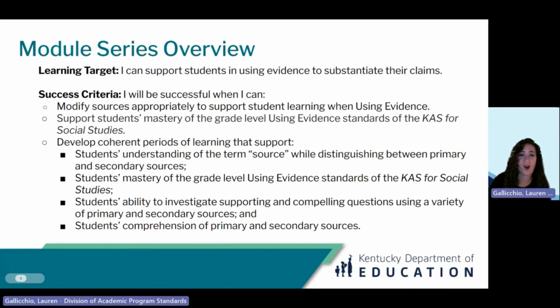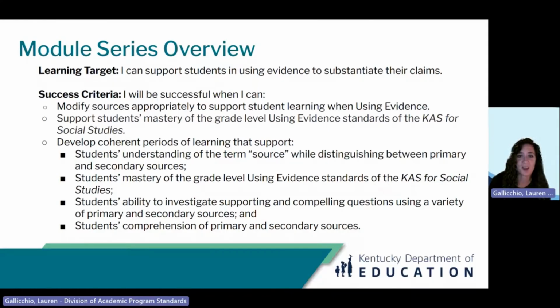This module series is all about supporting teachers and students in using evidence. Our learning target is I can support students in using evidence to substantiate their claims. For the purposes of this video, our success criteria is summarized below. It is important to note that the success criteria as presented here do not follow in the same order of the module series. Our success criteria are, I will be successful when I can evaluate source complexity, and modify sources appropriately to support student learning when using evidence.